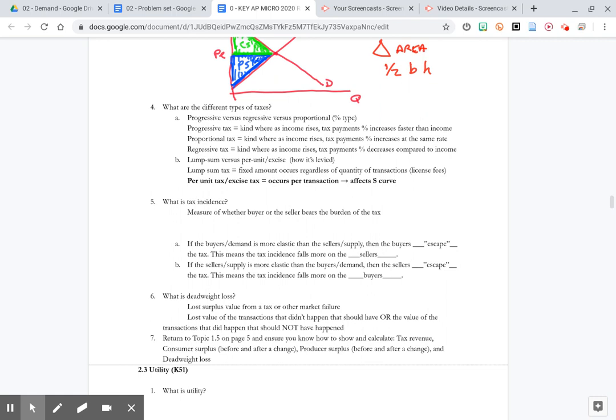Well, in a subsidy, right, the government subsidizes transactions. We often have transactions that should not efficiently happen, but do, because the government thinks it's important that they occur. So this is the lost value of transactions that didn't happen that should have, or the value of transactions that did happen that should not have. And we've actually drawn it once already back in topic 1.5.